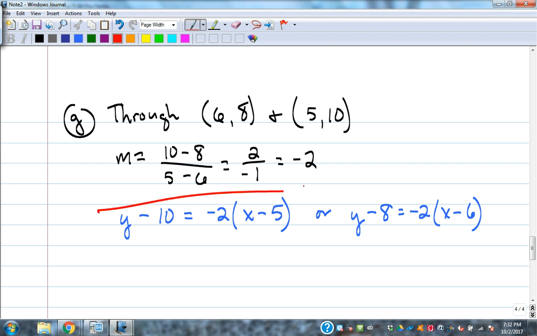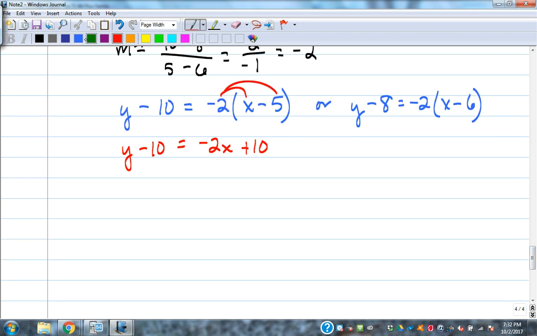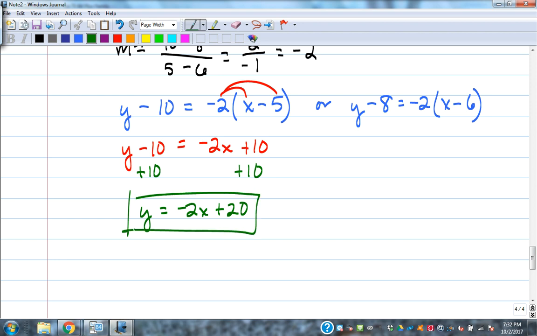let's work this one over here. What do I do with that? Distribute. So that's -2x. -2 times -5 be positive 10. Add 10 to both sides. So that's y equals -2x plus 20. The y-intercept is 20. The slope's -2.